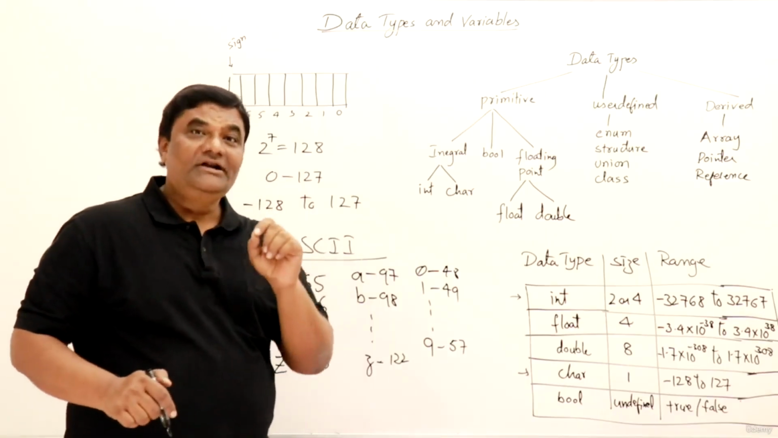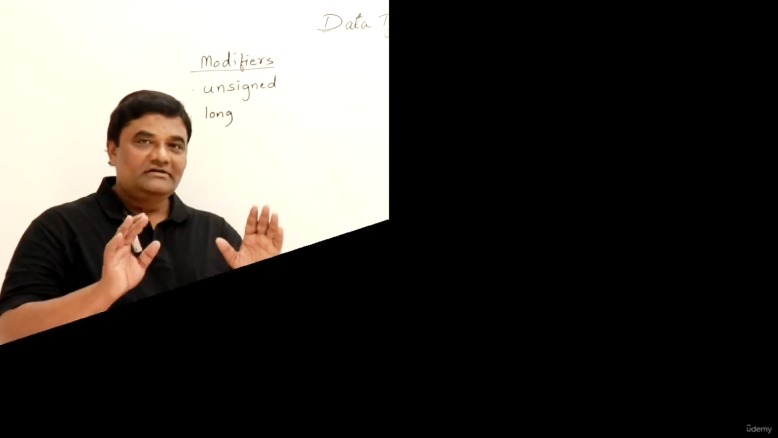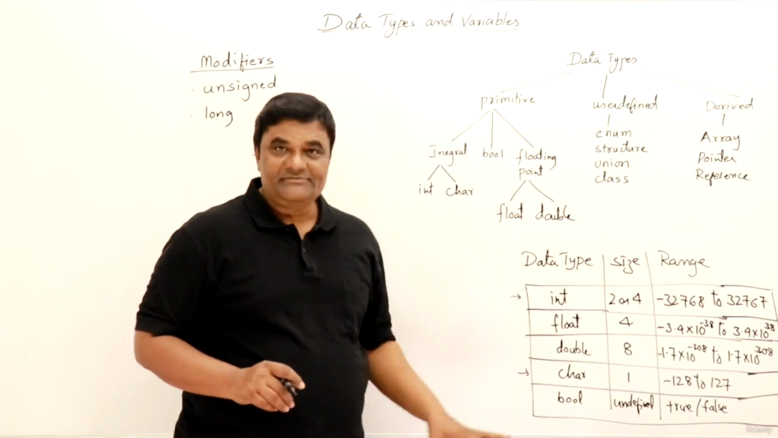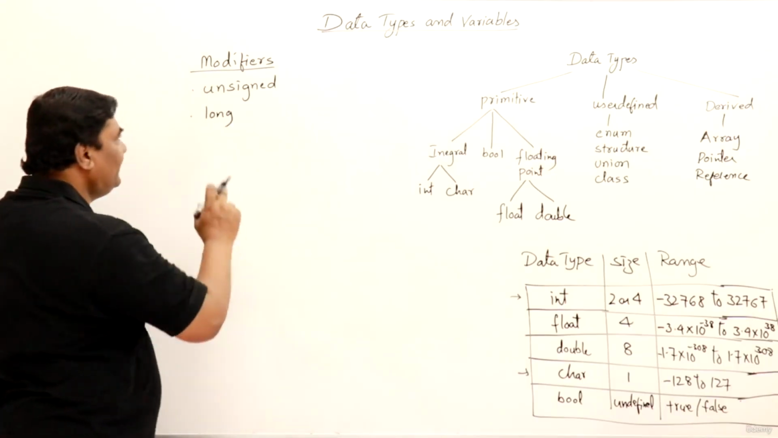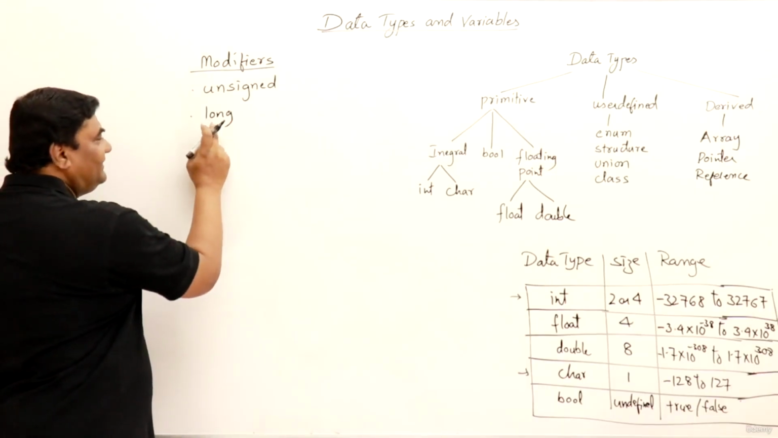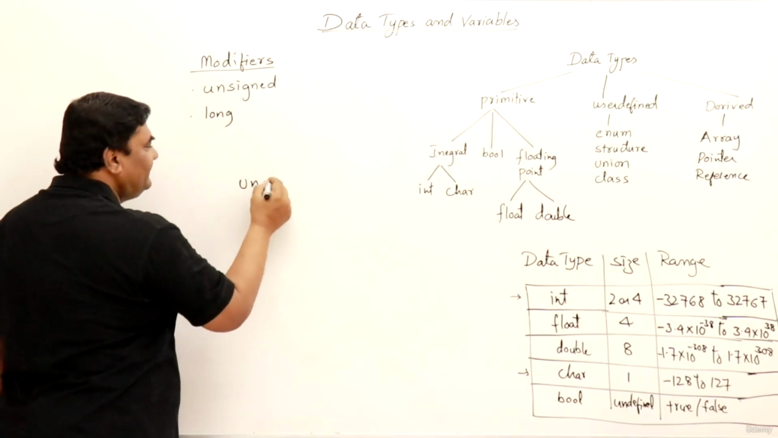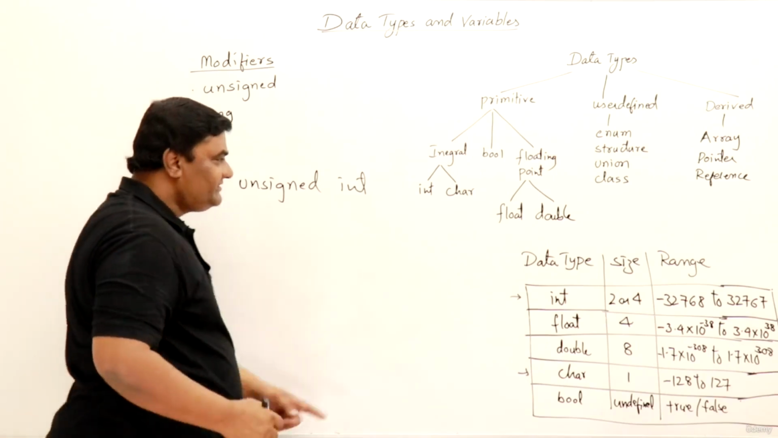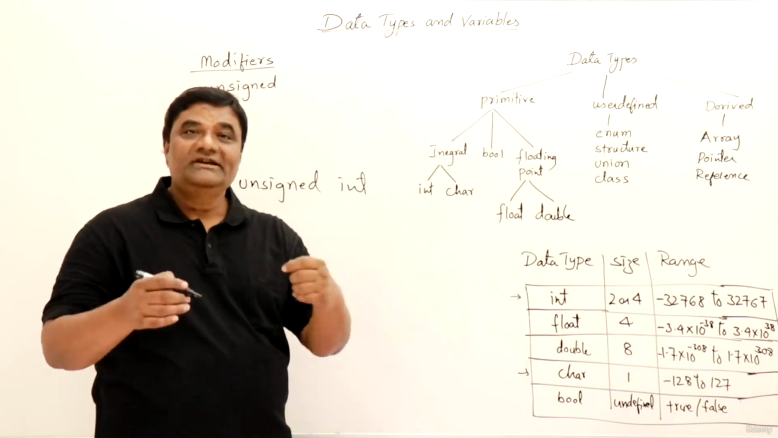Now a little more about data types. I will talk about modifiers. Let us discuss modifiers. There are two modifiers. Using these modifiers, you can modify these data types as per your requirement. So quickly let us look at this. There are two modifiers: one is unsigned and another one is long. So you can say unsigned integer. Now this integer, which takes both negative as well as positive, will now take only positive.